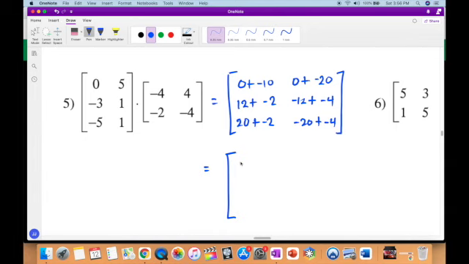So we see here that we have negative 10, we have negative 20, 12 minus 2 is positive 10, negative 12 minus 4 is negative 16, this is positive 18, and this here is negative 24, yeah or nay? Yeah.